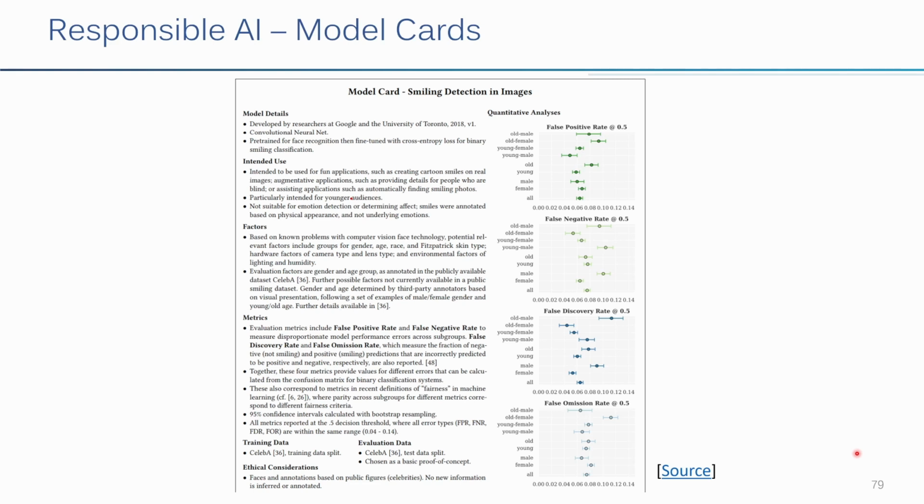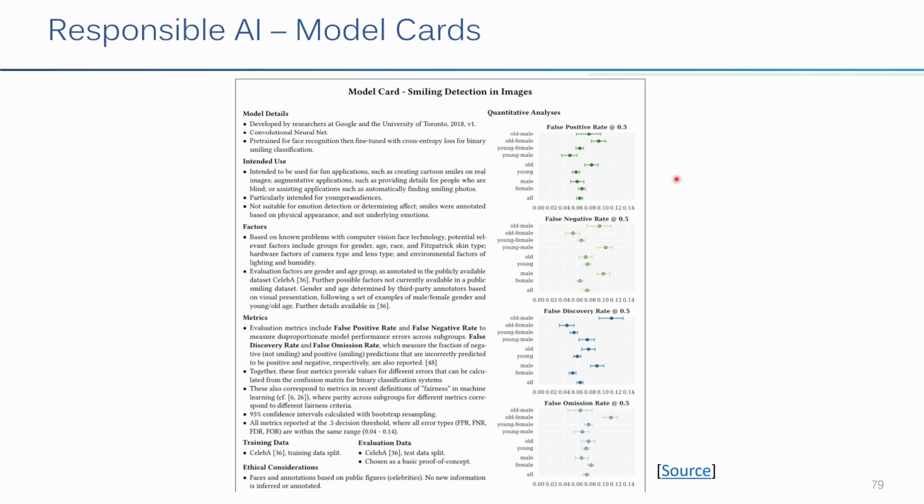So here is an example of a model card for smile detection in images. Here we have that this was developed by researchers at Google and the University of Toronto in 2018, version 1. It was pre-trained for face recognition and fine-tuned with cross-entropy loss for binary smiley classification.